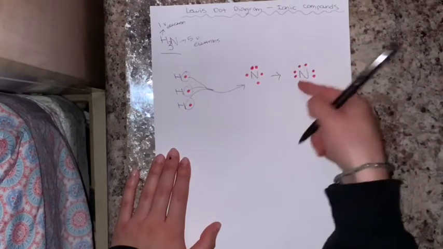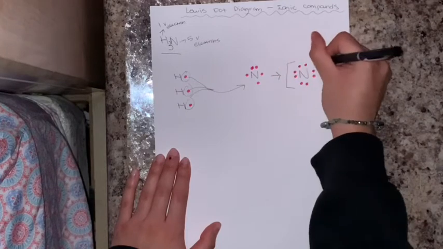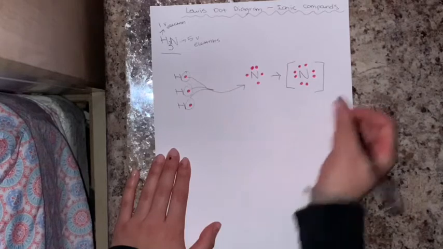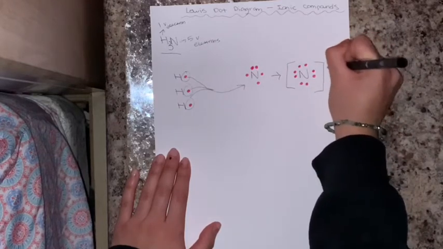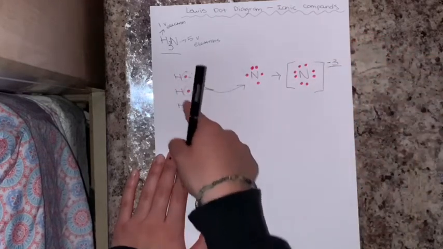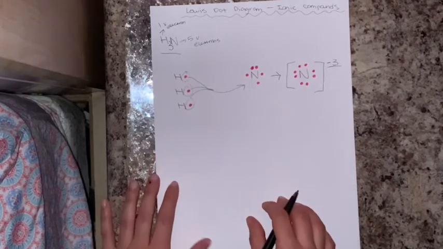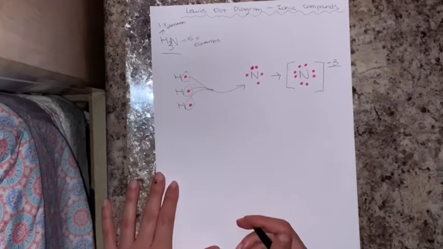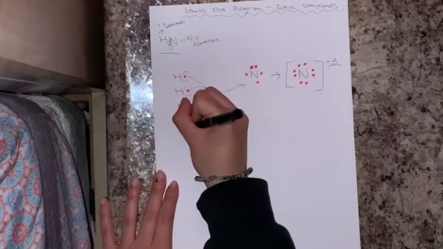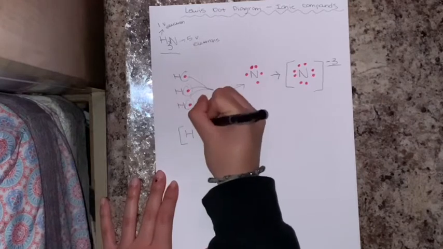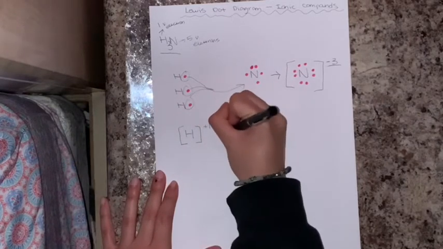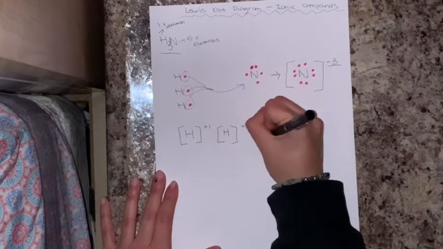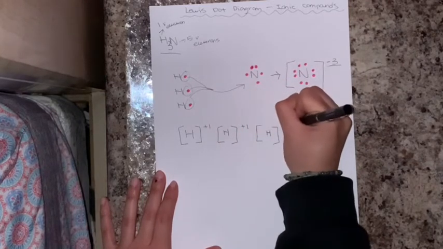And we're going to put it in brackets. And since it gained 3 electrons, it is going to have a negative charge of 3 because it gained these 3 electrons. And hydrogen is going to have a positive charge of 1 since it gave its electron to nitrogen. So these 3 hydrogen atoms are going to have a positive charge of 1.